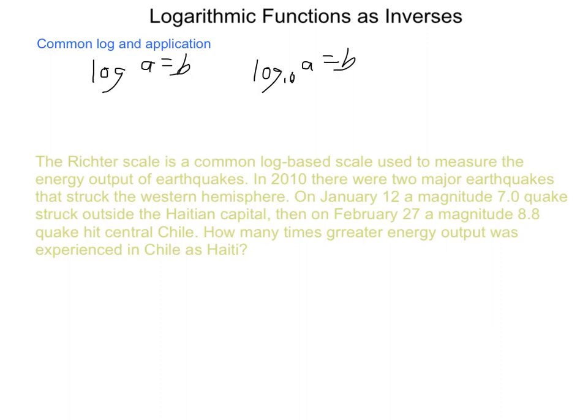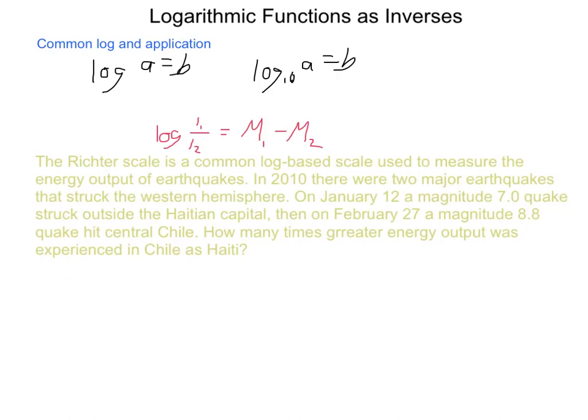For instance, in the Richter scale, the following formula applies. The log of I1 divided by I2 equals M1 minus M2. And what we have here is I is the intensity of the energy transfer, and M is the magnitude of an earthquake. So the Richter scale is a common log-based scale used to measure the energy output of earthquakes.